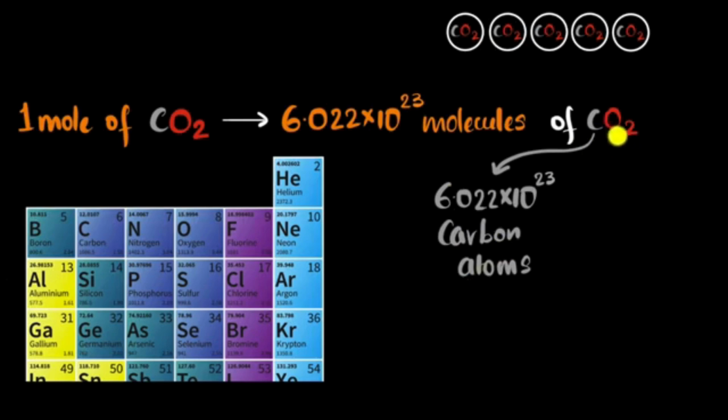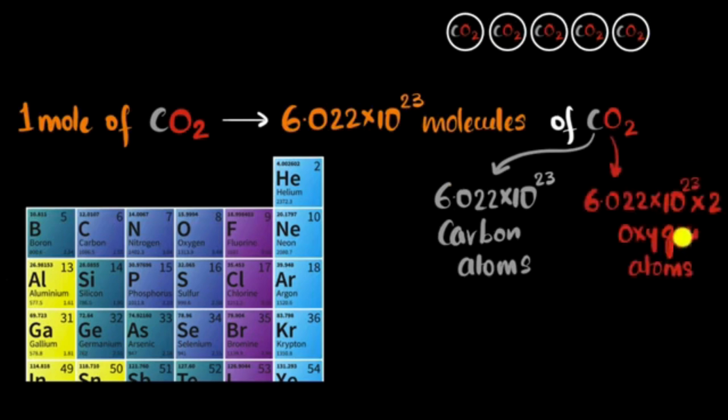Okay, what about the number of oxygen atoms? Well, each carbon dioxide molecule has 2 atoms of oxygen. And so if I had 5, for example, molecules of carbon dioxide, I would have twice the amount, 10 atoms of oxygen. And therefore, if I have this many molecules of carbon dioxide, I would have twice the amount. Okay, so which means I have 2 moles of oxygen atoms with me.